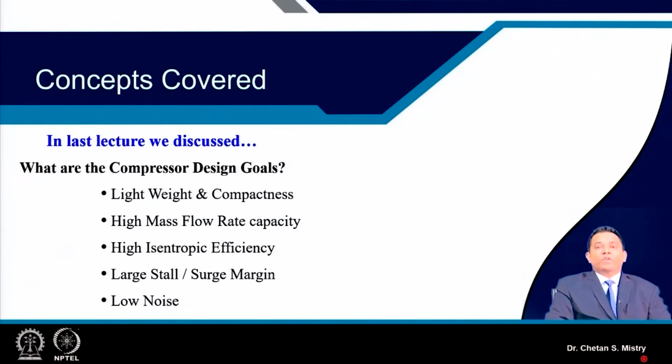So we can say we are now moving more towards achieving higher isentropic efficiency. We are able to achieve high per stage efficiency. Do not forget the terms: polytropic efficiency, which we call per stage efficiency, and isentropic efficiency. Do not mix them. Next is to have a large stall and surge margin, and that is mainly about how we manage our flow within the blade passage. Then we discussed some active and passive control mechanisms which can be used to improve this stall margin or the surge margin.